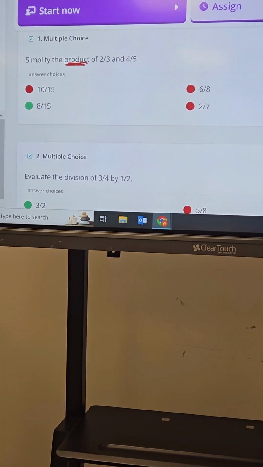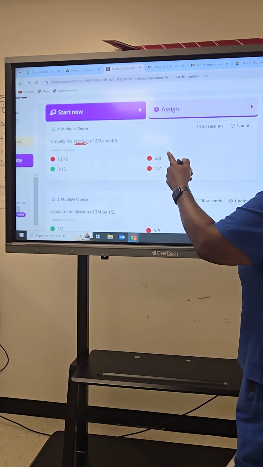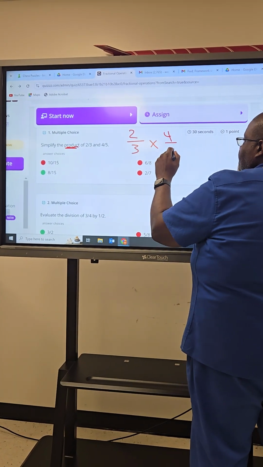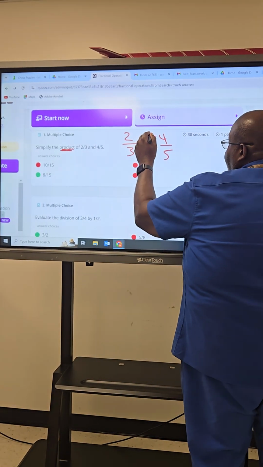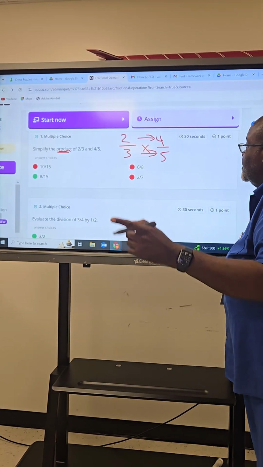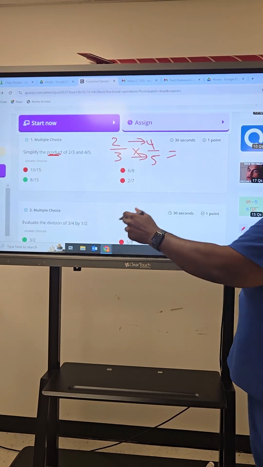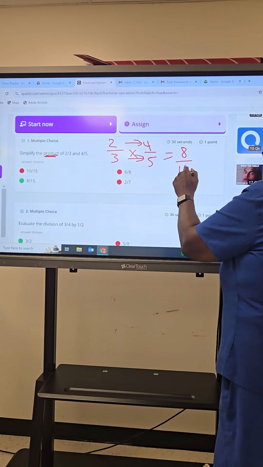So let's go back to our exercise. Okay. So once again, after the reteach, right? 2/3 times what? 4/5. So 2/3 times 4/5. Remember what we did on our anchor chart? We multiply straight across and we multiply in fractions, right? 2 times 4 is, what's 2 times 4, Pam? 8. 8, very good. And then 3 times 5 is? 15. 15, very good.